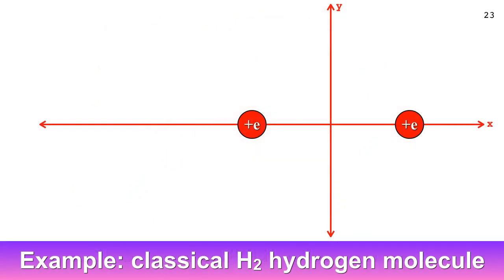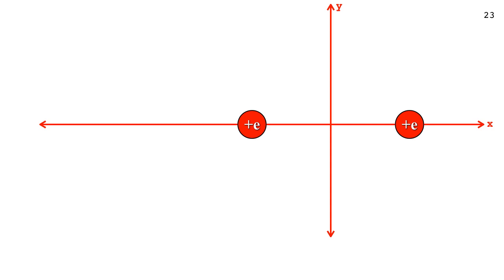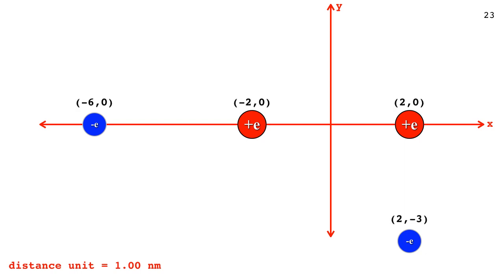Okay. So what we're going to do is a classical model of a hydrogen molecule, H2. All right. So a couple protons. Let me get this banner out of the way here. Okay. And I'm going to give you coordinates. So label carefully. Here's an electron. And distance unit is 1 nanometer.